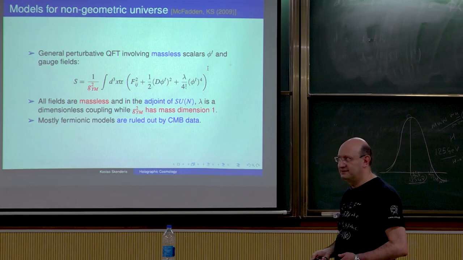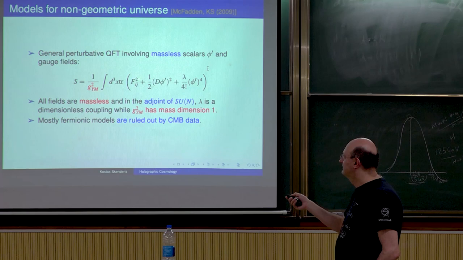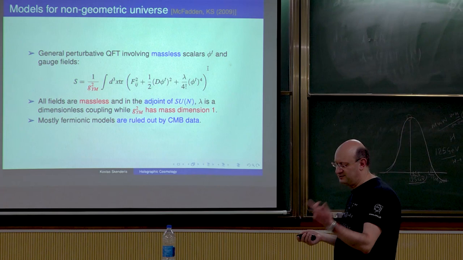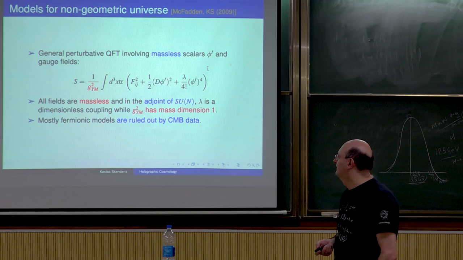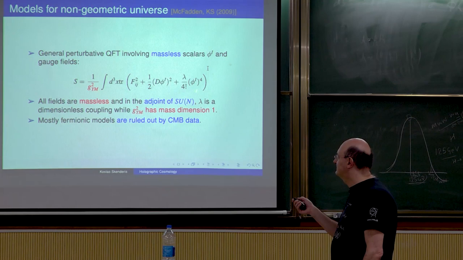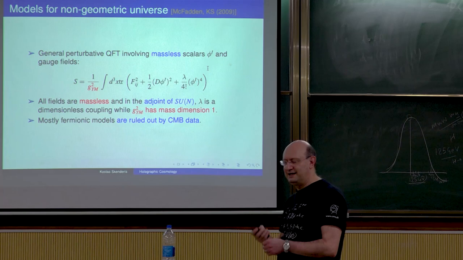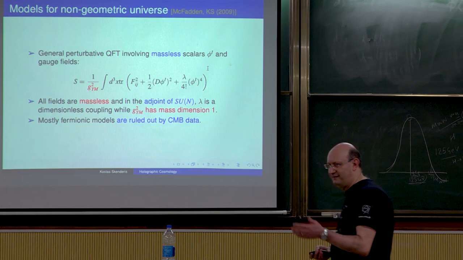And all fields, so if I assign four-dimensional dimensions, like dimension one to the gauge field, dimension one to a scalar, then all terms have the same scaling. So this means that this theory has what is called a generalized conformal structure. And even though that's not a bona fide symmetry, it still controls many of the properties of the model.